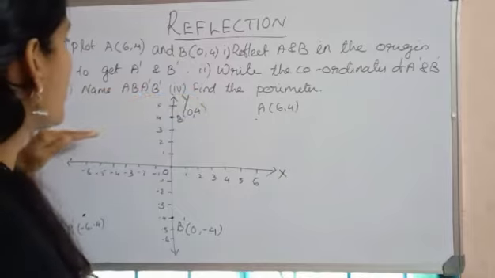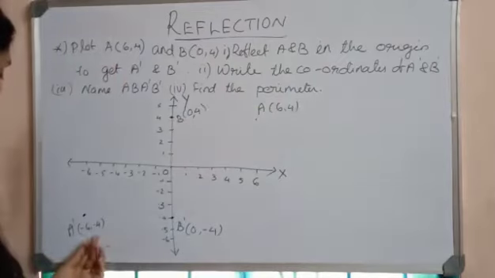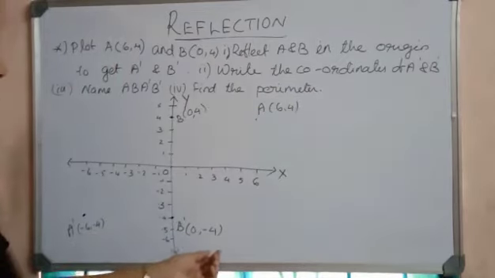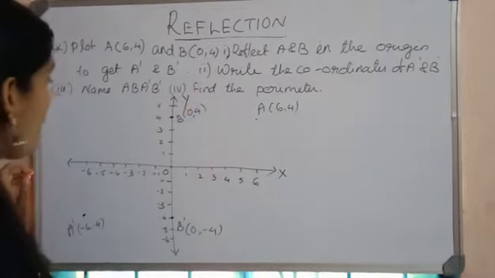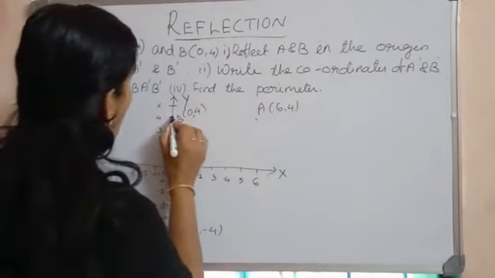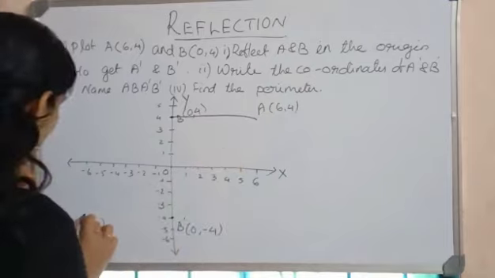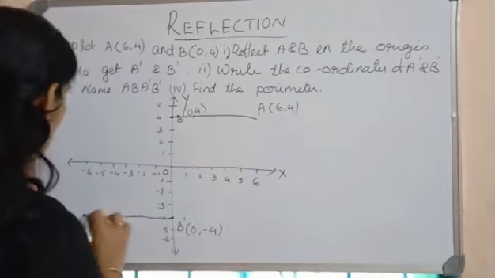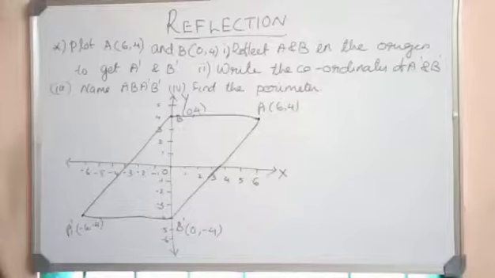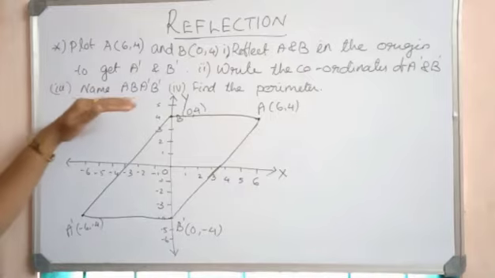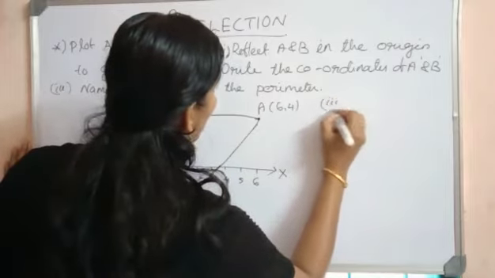So we have to write the coordinates. The second part of the question is to write the coordinates of A dash and B dash. So we have got A dash as minus 6, minus 4 and B dash as 0, minus 4. The next part is to name A, B, A dash, B dash. Now let's join all these points. A, B, A dash, B dash. So name the geometrical figure. This is a parallelogram.